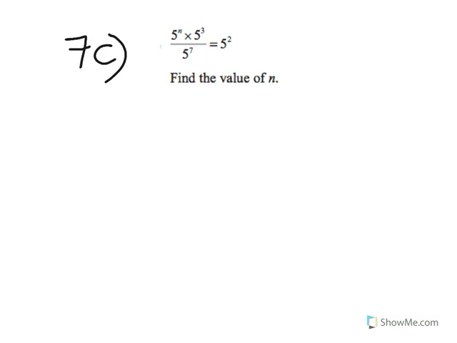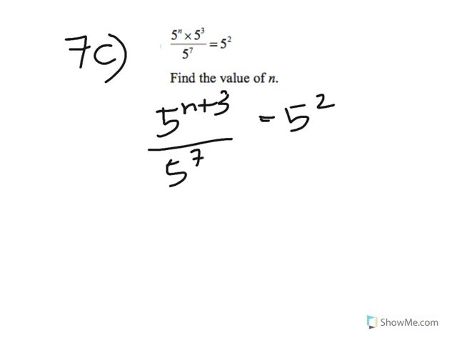Okay, so you're given this equation and you're being asked to find the value of n. Now we're going to apply both of the rules we did earlier, division and multiplication. So first of all, we have to find the value of n. We'll look at the left-hand side: 5 to the power of n times 5 to the power of 3. They both have the same base and they're being multiplied together, so all we have to do is add their powers. So it becomes 5 to the power of n plus 3, over 5 to the power of 7, is equal to 5 to the power of 2.